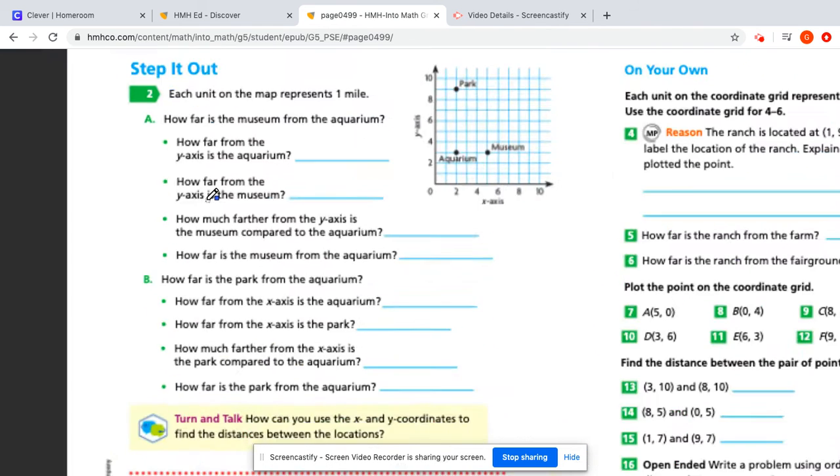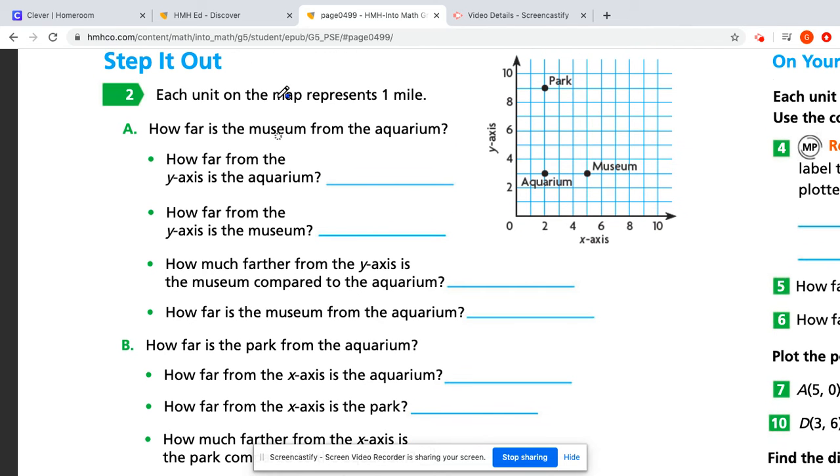So let's start with the first question. How far is the museum from the aquarium? Let's first identify the museum right here and the aquarium right there. How far from the y-axis is the aquarium? Here's my aquarium. This is my y-axis, this line right here. So how far is it from there? It is 1, 2. Okay, 2. And remember our unit. We have to label. It is miles.